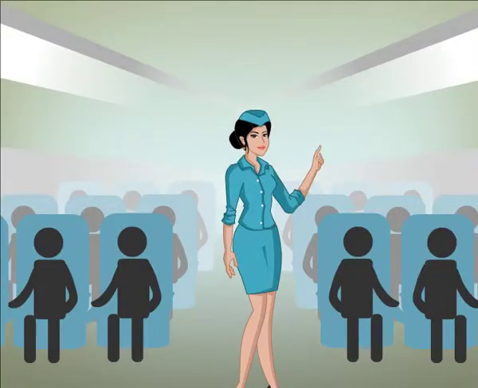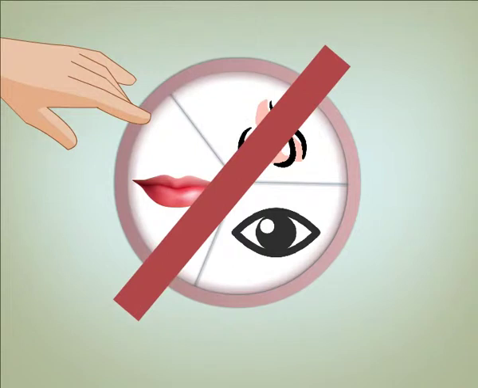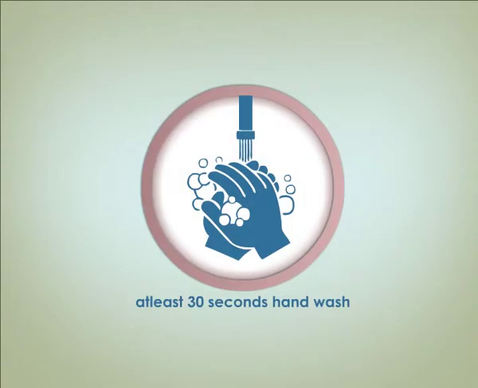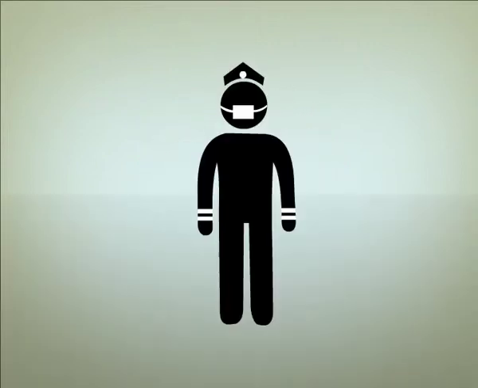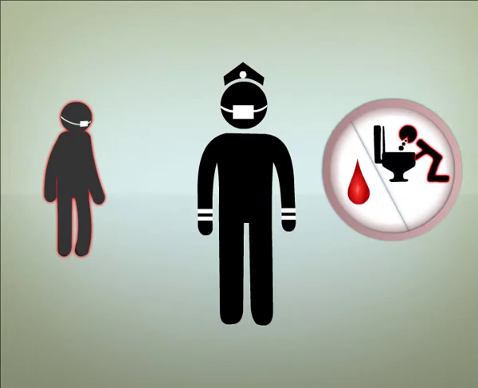Hand hygiene is the most important infection control measure. Avoid touching your mouth, eyes, and nose with unwashed or gloved hands. Do wash your hands with soap and water for at least 30 seconds after assisting ill travelers or coming in contact with body fluids or surfaces that may be contaminated.